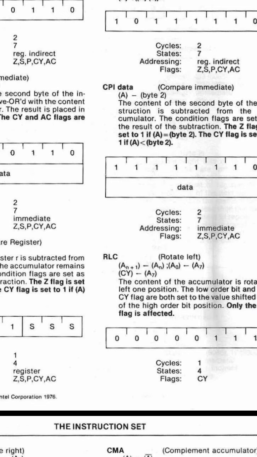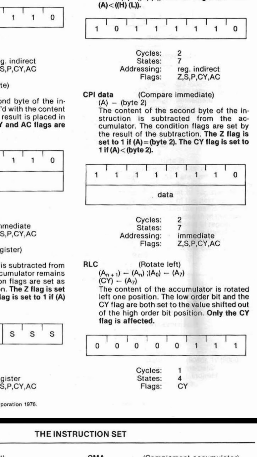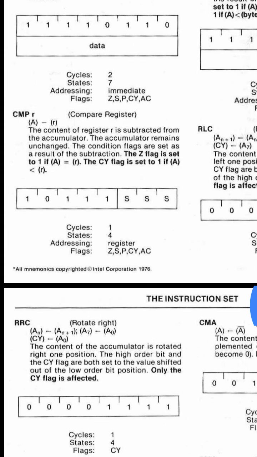Then RLC, these are rotate instructions, RLC and RRC. RLC is rotate left. Whatever accumulator contents are there, their rotation will be from right to left, one bit position. Only the carry flag will be affected here because of the shifting. RRC, rotate right. It means the accumulator contents will be rotated one bit towards the right. Only the carry flag will be affected.